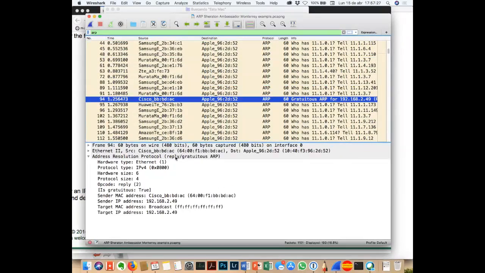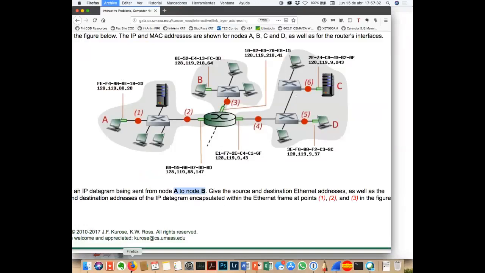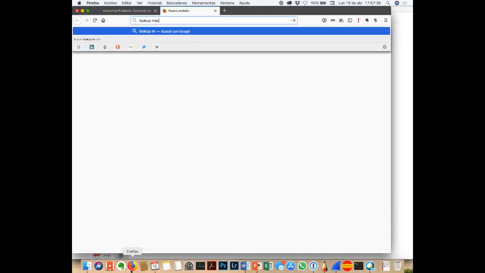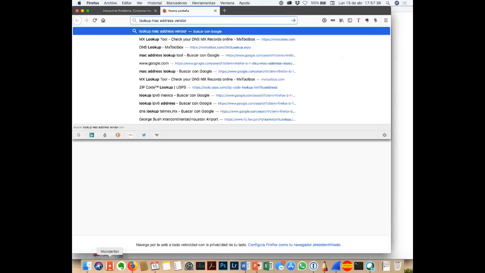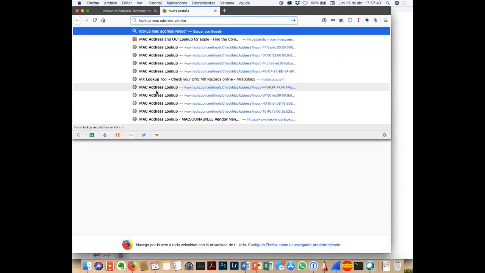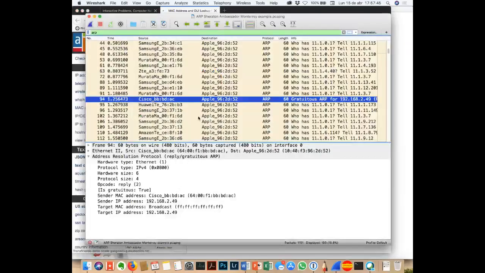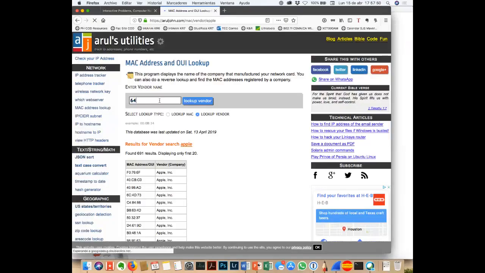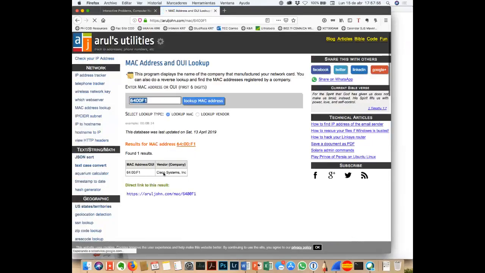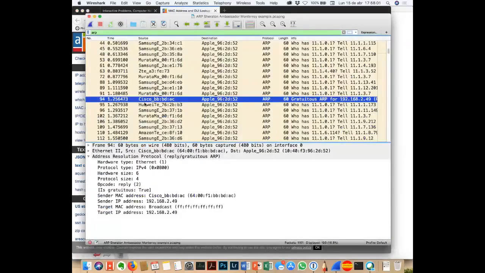So the hardware address really is 6400F1, but if I were to go out here and say, look up MAC address vendor, MAC address lookup here, and I were to ask 6400F1 and say look up MAC, it was licensed to Cisco Systems. So they just said Cisco for me to save me some time. And it was sent to an Apple device.